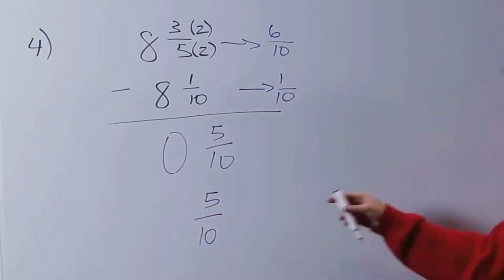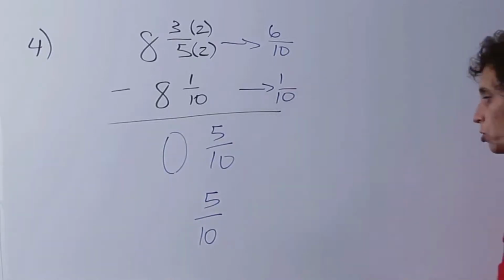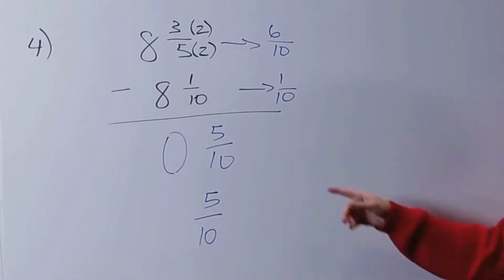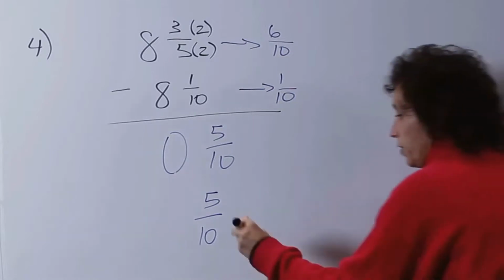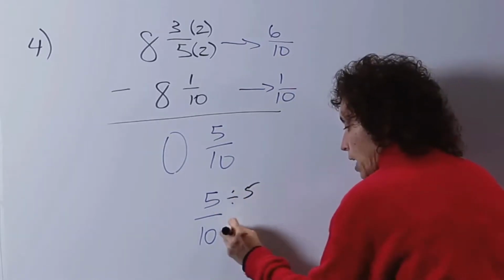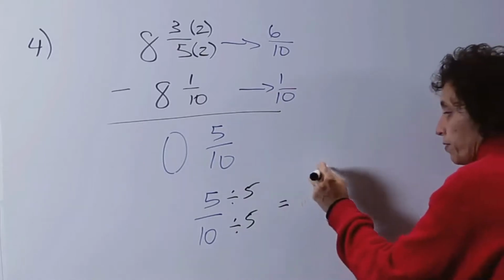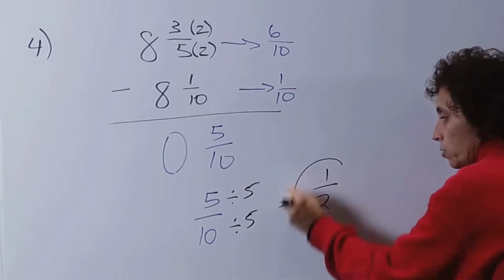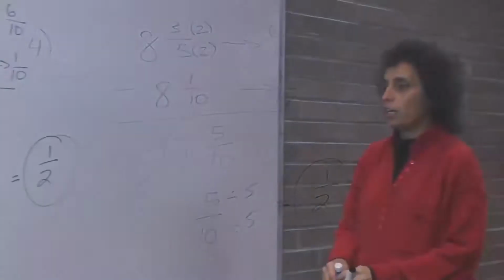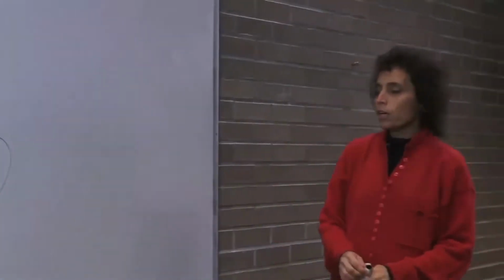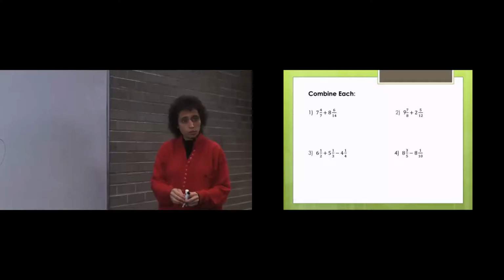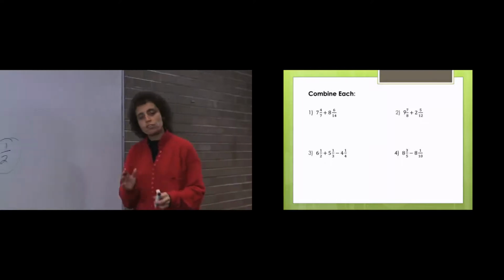However, I really do need to reduce that. We want all our answers reduced. Remember how to reduce? You pick a number that goes into both 5 and 10, and that is 5. And we divide the top and the bottom by that number because you're really dividing by 1. 5 divided by 5 is 1. 10 divided by 5 is 2. Our answer is 1/2. Awesome. That was easy.